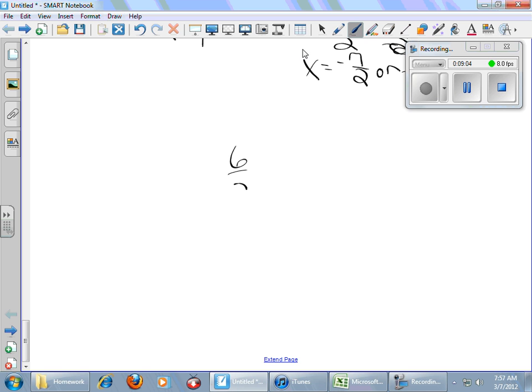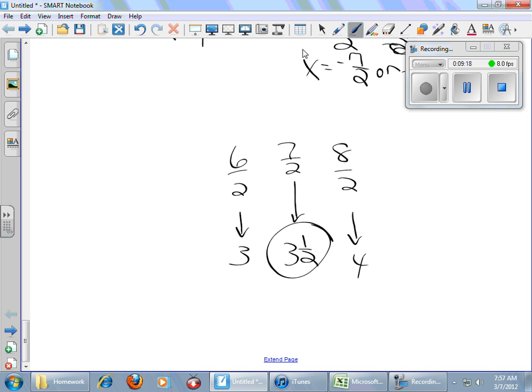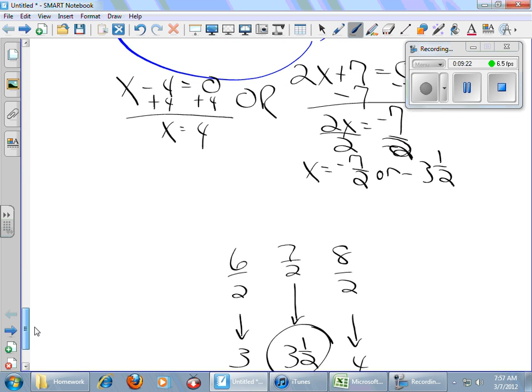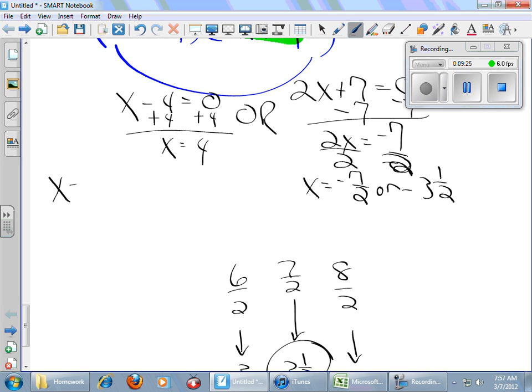6 divided by 2 is 3. 8 divided by 2 is 4. 7 divided by 2 must be smack in the middle of 3 and 4. 3 and 1/2. Don't make it difficult. It's too easy. Don't run to your calculator either. You're cheating yourself. All right. So my solution would be x equals 4 or x equals negative 3 and 1/2.